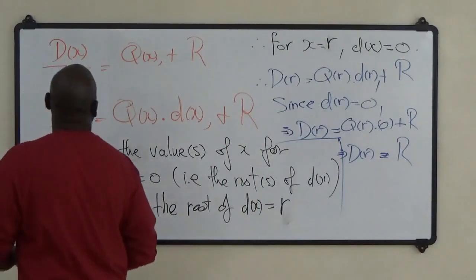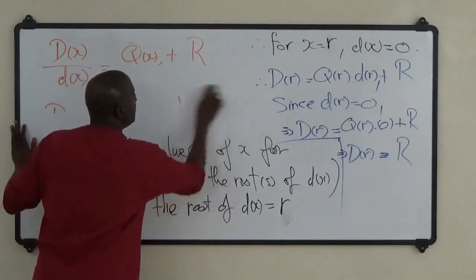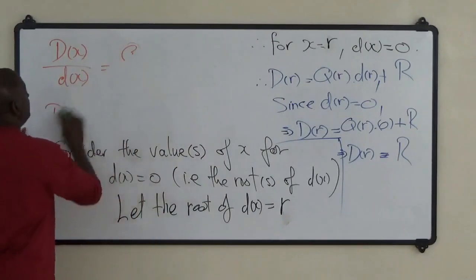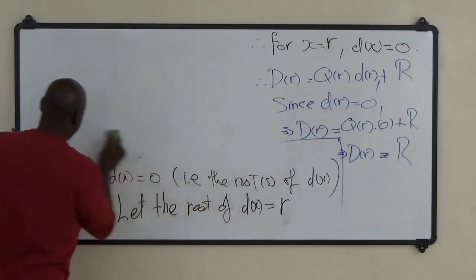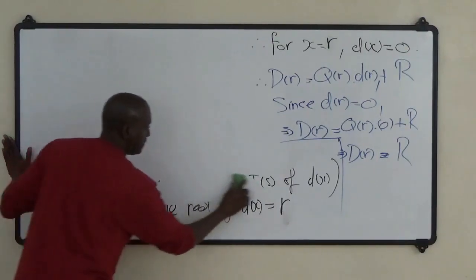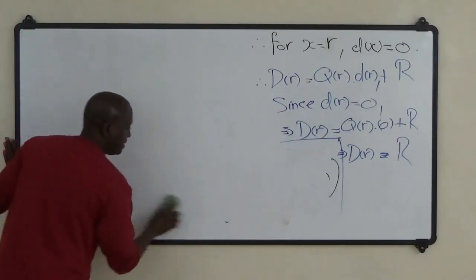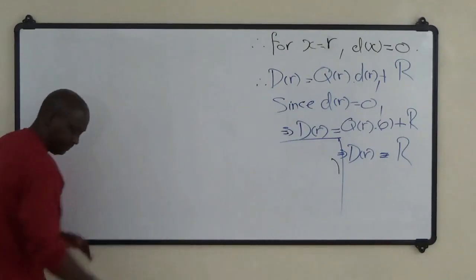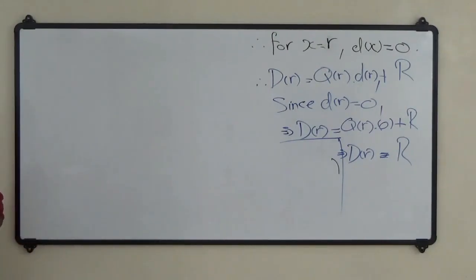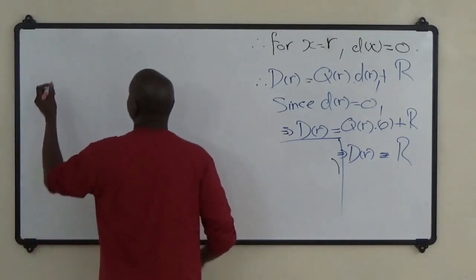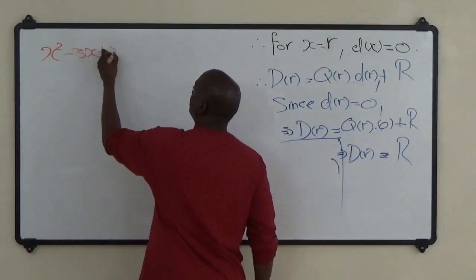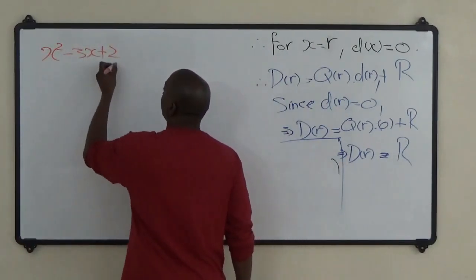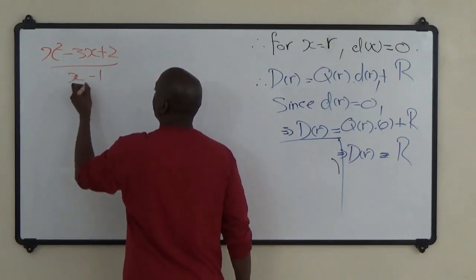So, let us start with one of my favorite quadratics that I love to work with anytime I have to demonstrate quadratics. Let us consider the dividend. And what's the dividend now? The dividend is x squared minus 3x plus 2, and we're dividing that by x minus 1.